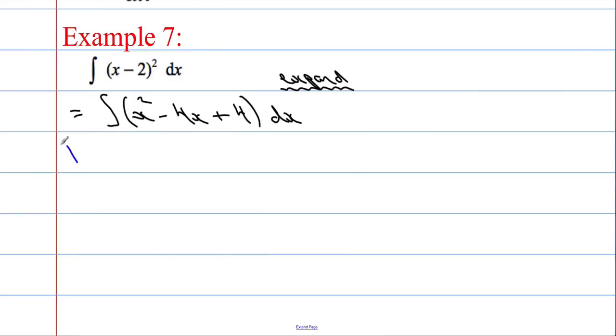So the integral will be equal to, okay, x squared, let's integrate it. I'm going to increase the power of x by 1. I'm going to multiply by 1 over that number. Let's do the next one. Increasing the power of x by 1, so we get x squared. And multiply by 1 over that number.